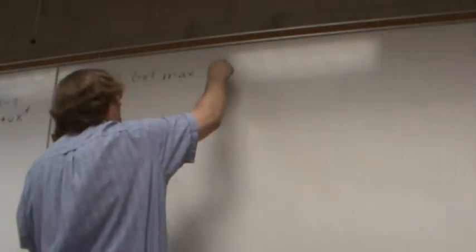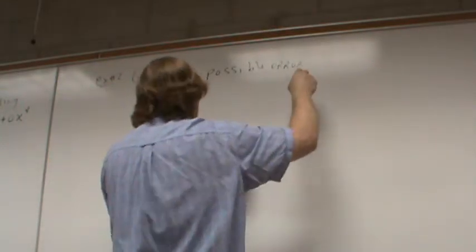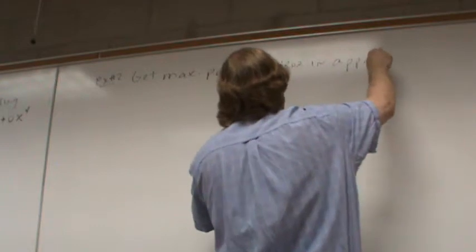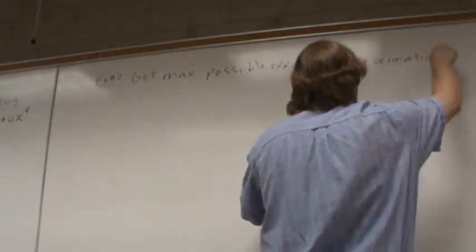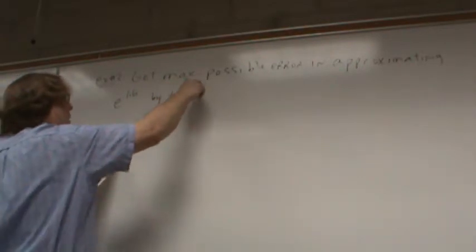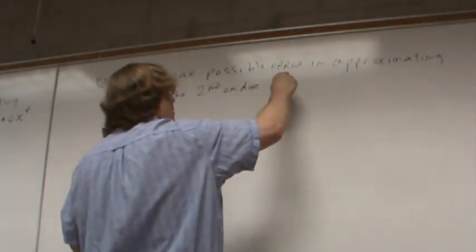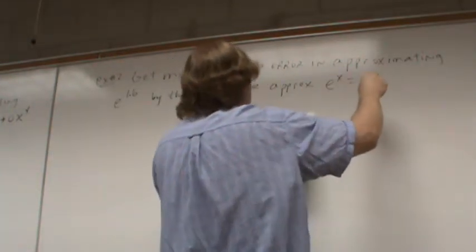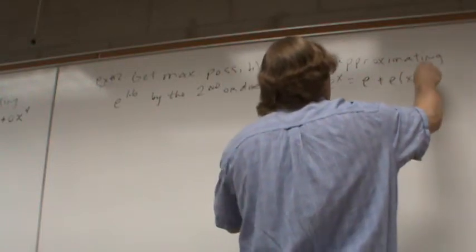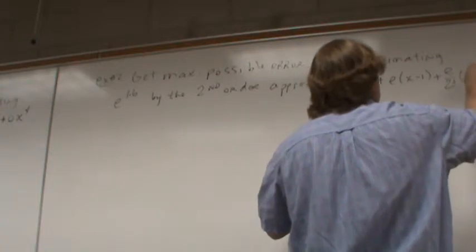Get the maximum possible error in approximating e to the 1.6 power by the second order approximation. e to the x equals e plus e times x minus 1 plus e over 2 factorial times x minus 1 squared. Okay, so that's your problem. I want to remind you, you need to get x, c, and n, and then the maximum value of the, in this case, third derivative, and then you plug it into the formula. So good luck.